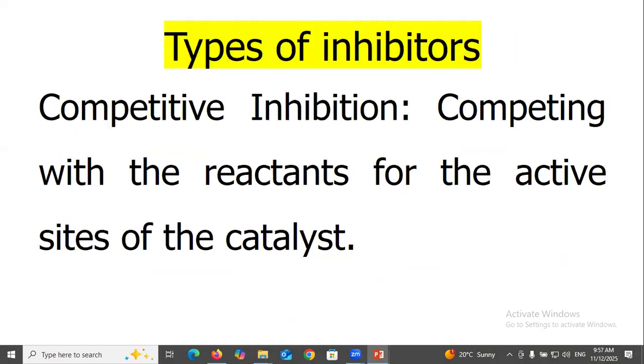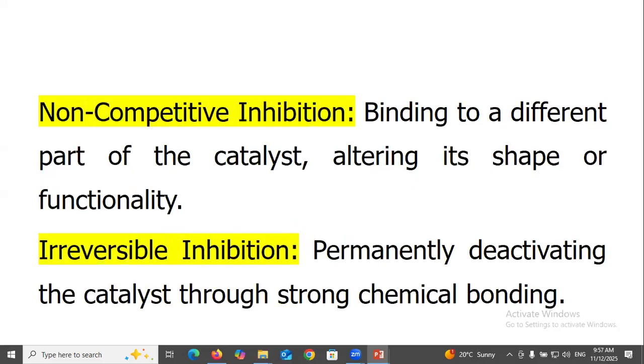Types of inhibitors. Competitive inhibitors compete with the reactants for the active sites of the catalyst. Non-competitive inhibitors bind to different parts of the catalyst, altering its shape or functionality. Irreversible inhibitors permanently deactivate the catalyst through strong chemical bonding.